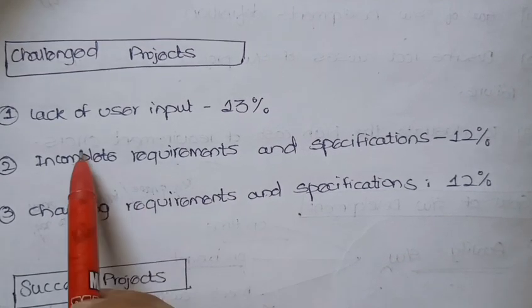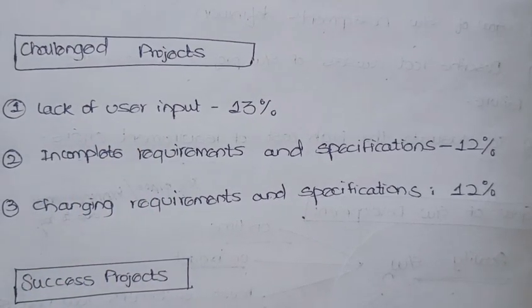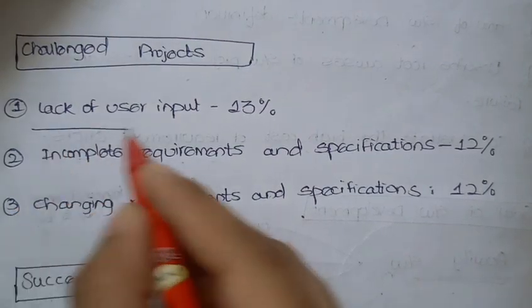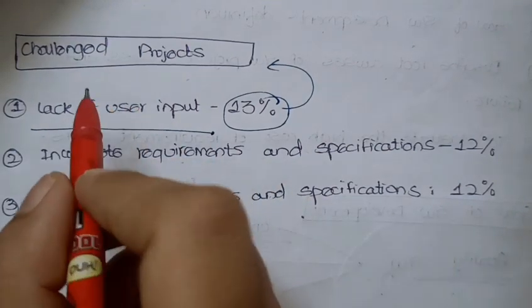The first cause is lack of user input. Many of the real end users don't know what they exactly need, and even when they do, they can't verbalize it well to the developers who are listening to them while collecting the requirement specification. They can't express their requirements in a correct way. So it's basically the developer's skill to understand the requirements given by the user. The lack of user input is 13%, the major factor causing projects to be called challenged.